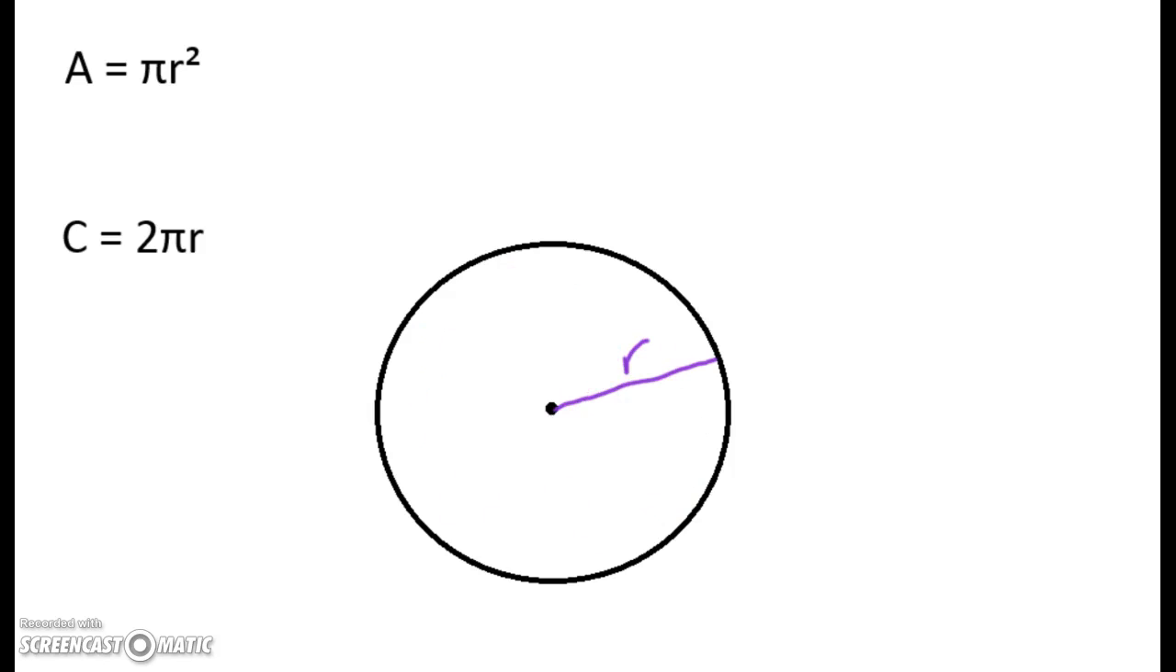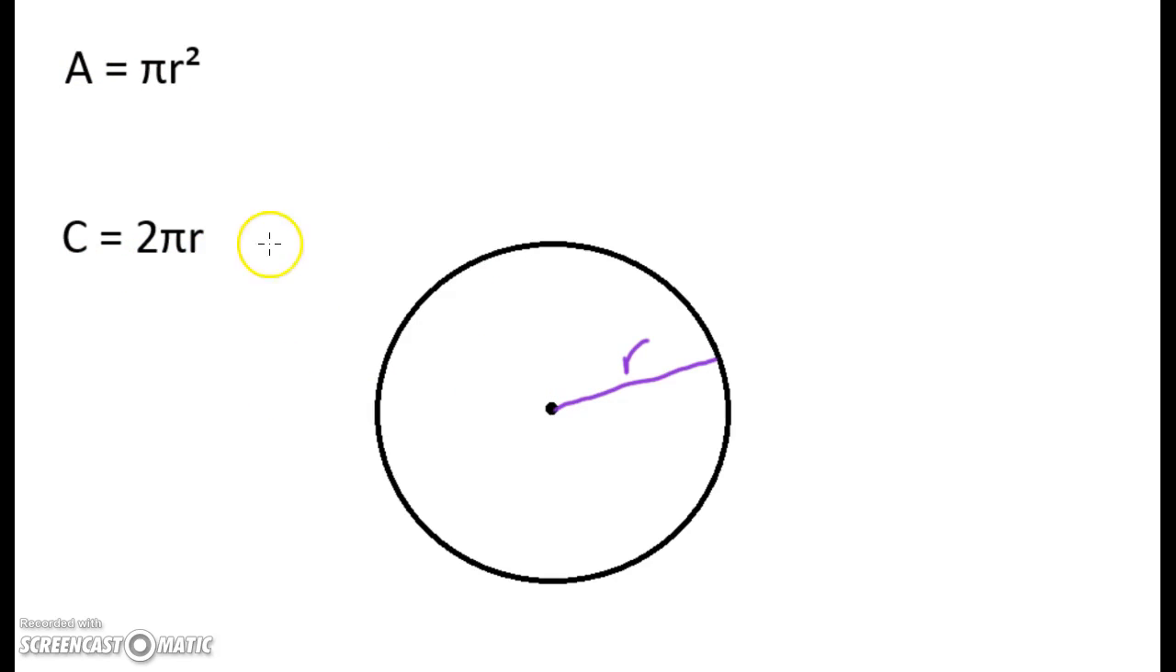The circumference of a circle is the area around the outside, or the length around the outside edge of the circle. So the circumference is kind of like the perimeter of the circle. All right, so that's important because in geometry, we won't just ask you to find the area of the circle or the circumference of the circle.